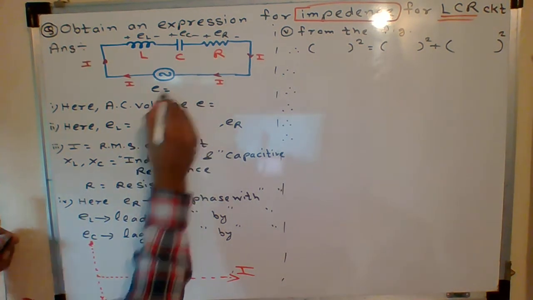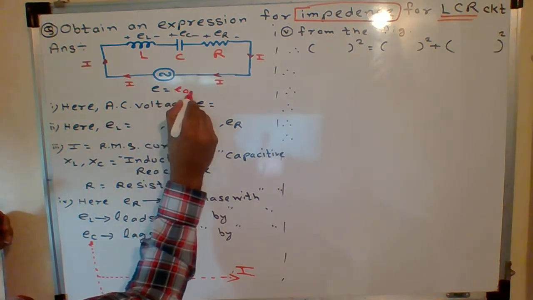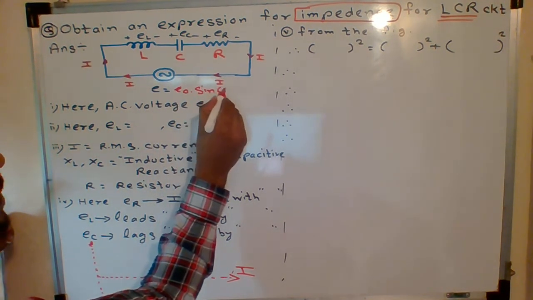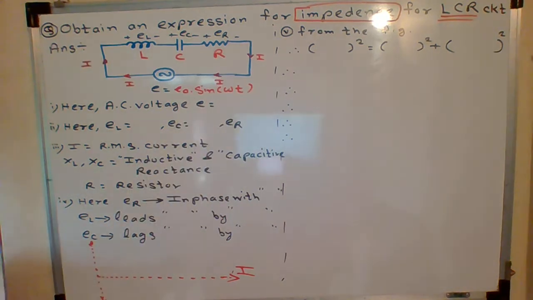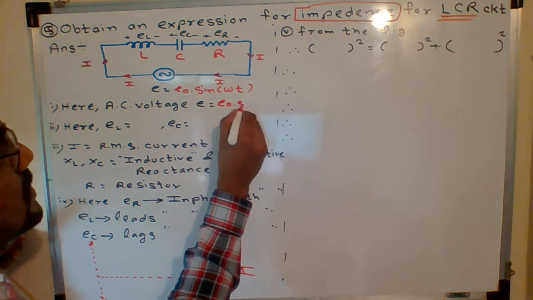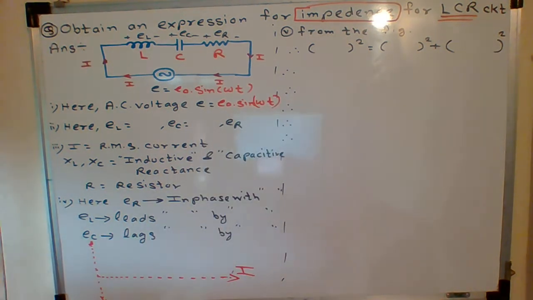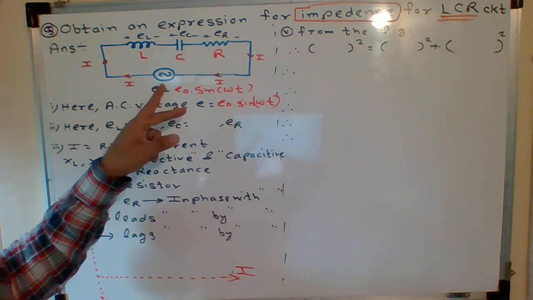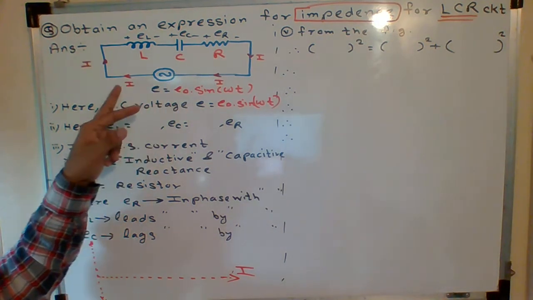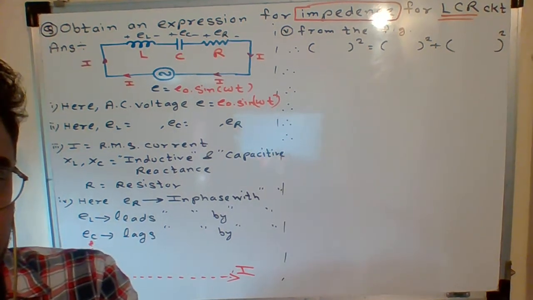What is the formula for EMF? Who will tell me the formula for EMF? E equals E0 sine omega t, if you remember. Okay, sine wave. So students, here the AC voltage E is E0 sine omega t. Due to this particular AC supply, current I is flowing.